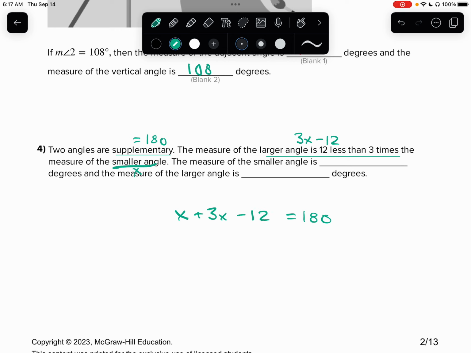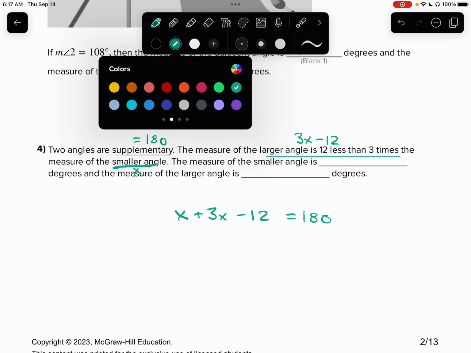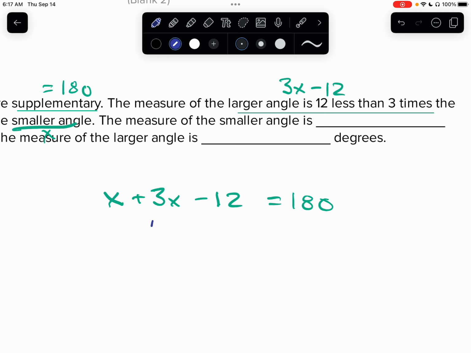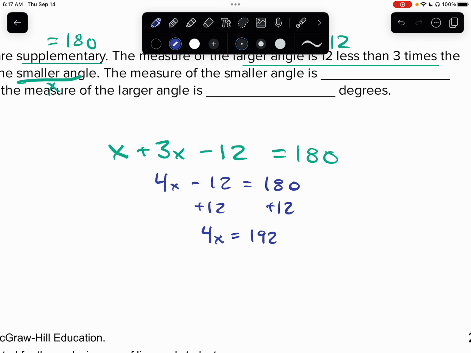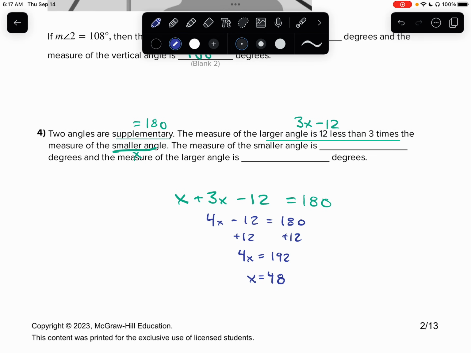Once I solve this for x, well, x is the smaller angle, and then to get the larger angle, which I also need, I can just plug it back into there. So I'm going to do that. So we'll solve this for x. Let's see. Combine like terms, so 4x minus 12 equals 180. Add 12. So 4x equals 192. And then do 192 divided by 4. And that is going to be x equals 48. And as I said, that is the smaller angle. So the smaller angle is 48 degrees.